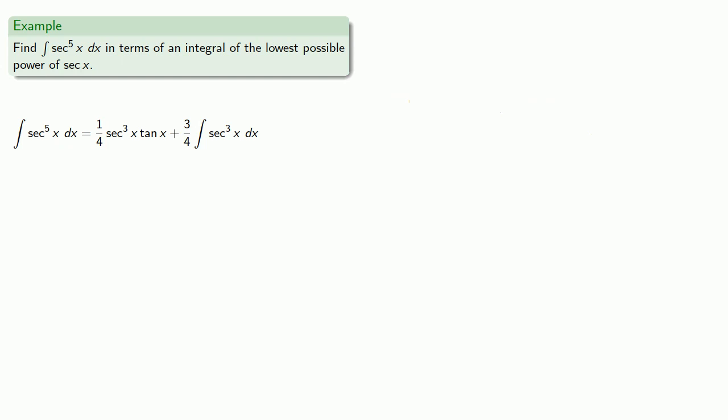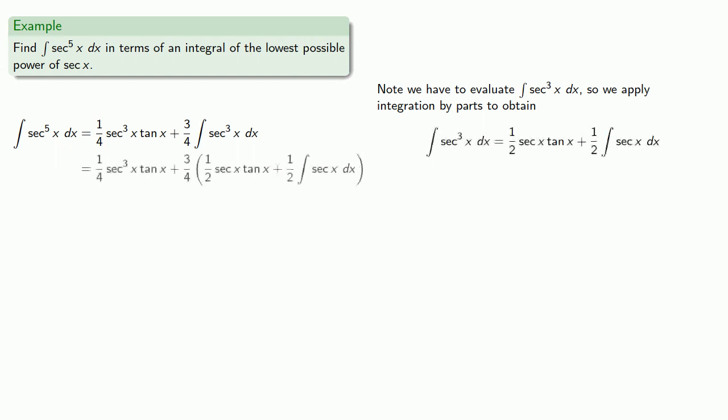But wait, there's more. There's this integral of secant cubed x. Since we didn't waste our time with the reduction formula, we'll apply integration by parts to obtain. And so we've rewritten the integral of secant to the fifth in terms of the lowest possible power of an integral of secant.